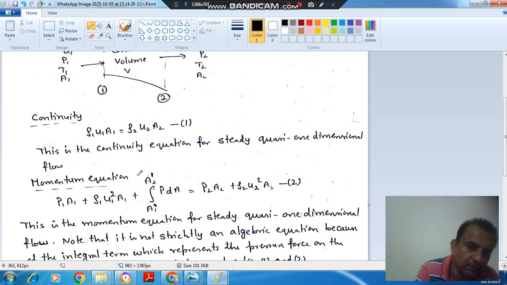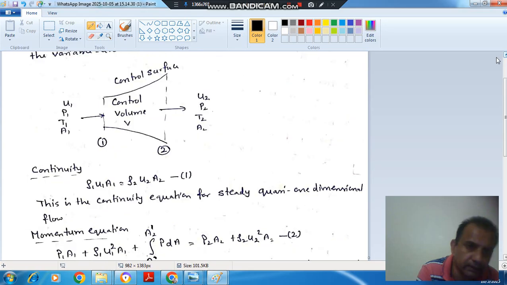Next is your momentum equation. Momentum equation is related to force. At location 1 there are two forces, one due to pressure, that is P1 into A1, and second due to momentum. The mass flow rate here is rho 1 u1 A1, and if you multiply by u1 then it will be momentum per second or force. And at location 2 same forces are there, pressure force in terms of P2 and A2, and momentum force rho 2 u2 square into A2.